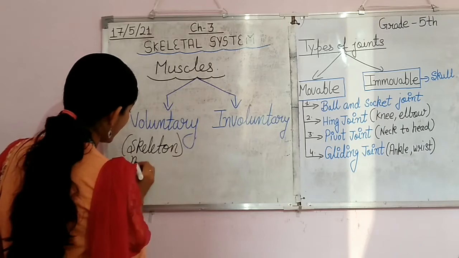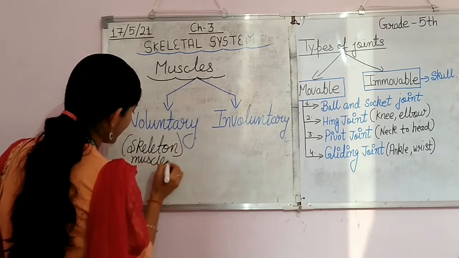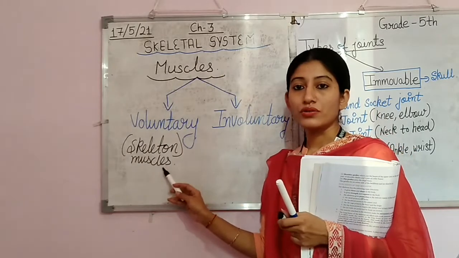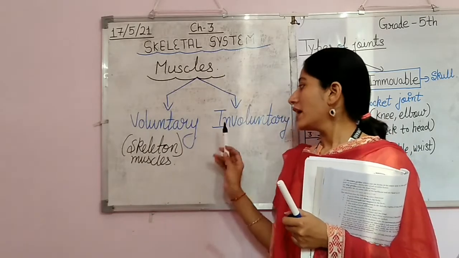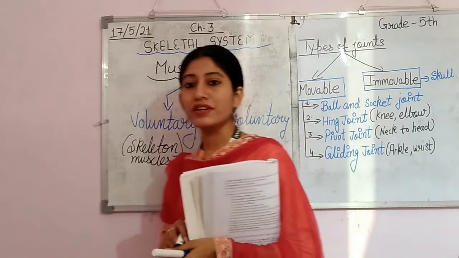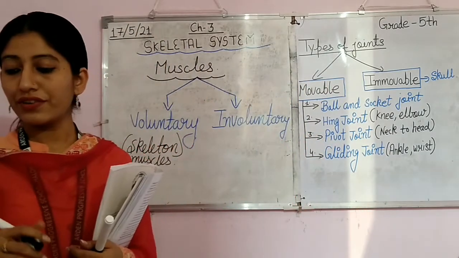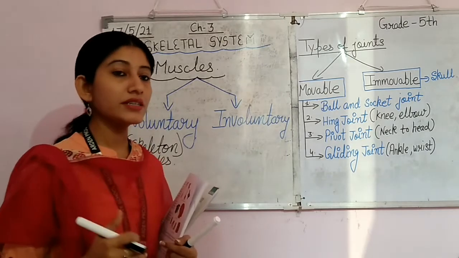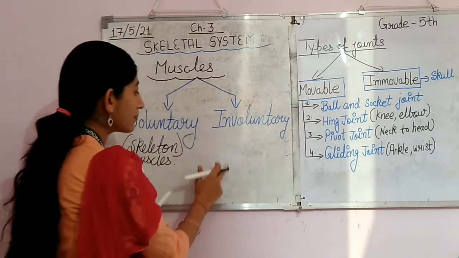S-K-E-L-E-T-A-L. Skeletal muscles, M-U-S-C-L-E-S. Voluntary muscles are also known as skeletal muscles. Now, another type of muscles are involuntary muscles. Now, what are these involuntary muscles?